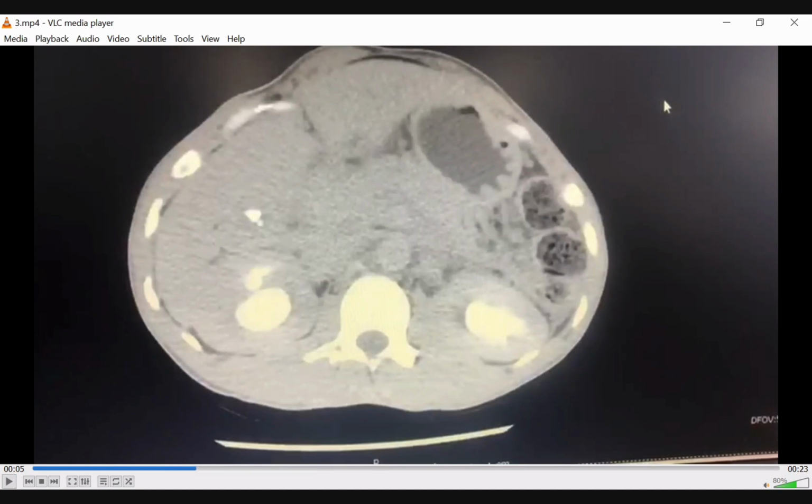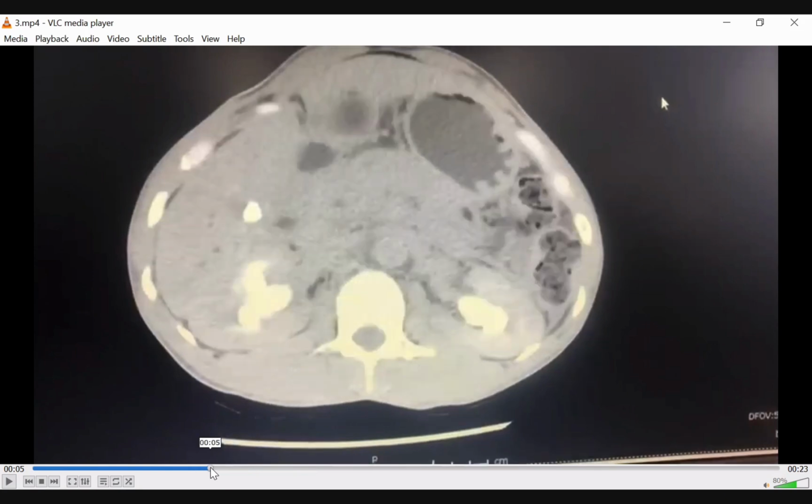What about the pelvis? On the left side, you can see the renal pelvis. On the right side, the calyces are visible. Are the calyces normal? Is the pelvis normal?